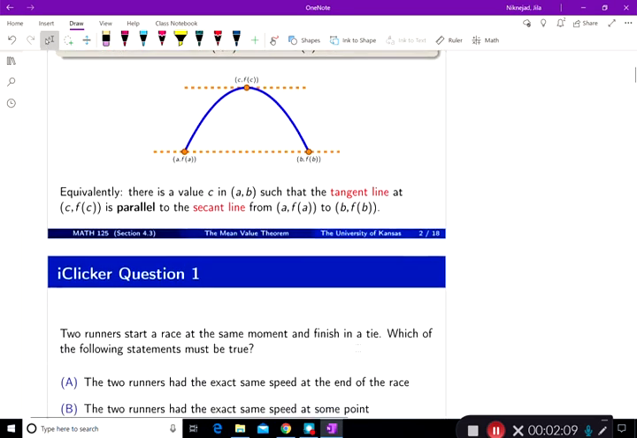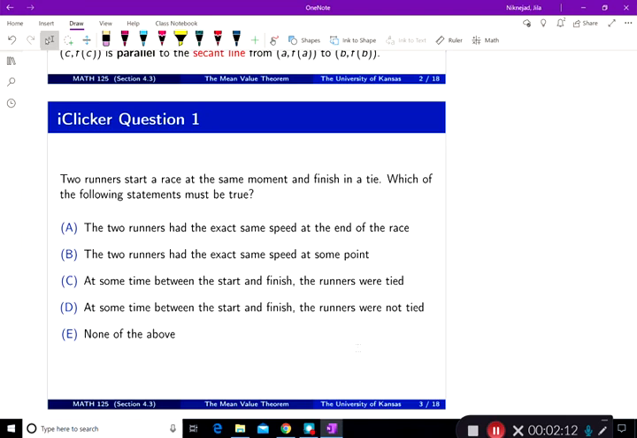Now let's do an i-clicker question. I-clicker question 1. Two runners start a race at the same moment and finish in a tie. Which of the following statements must be true? A. The two runners have the exact same speed at the end of the race. B. The two runners had the exact same speed at some point. C. At some time between the start and finish, the runners were tied. D. At some time between the start and the finish, the runners were not tied. E. None of the above.